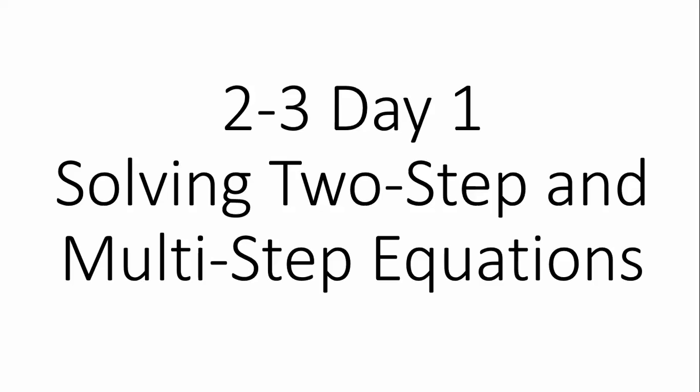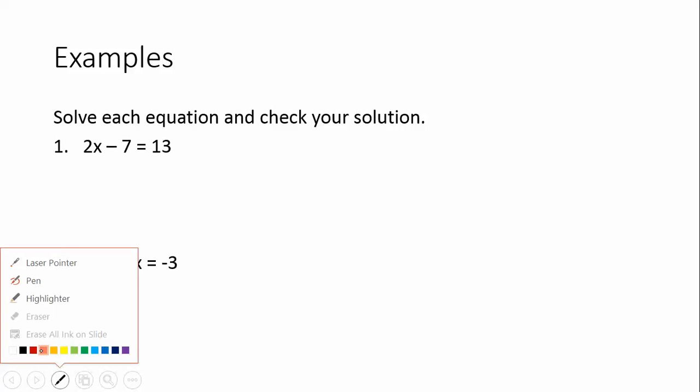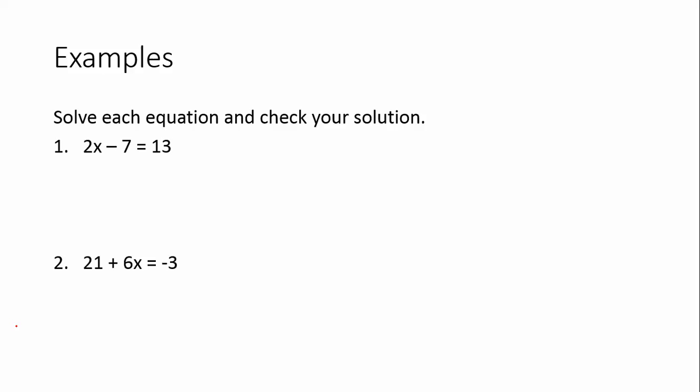Section 2.3 is split into several days, but for day 1, we're going to look at solving two-step and multi-step equations. When you're solving an equation that has more than one step, you need to start furthest away from the variable. So we have 2x minus 7 equals 13. Before we can divide by the 2, we need to get rid of that 7. So think about dealing with addition and subtraction before multiplication and division.